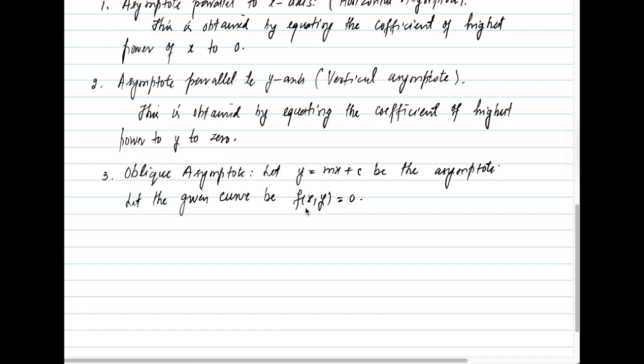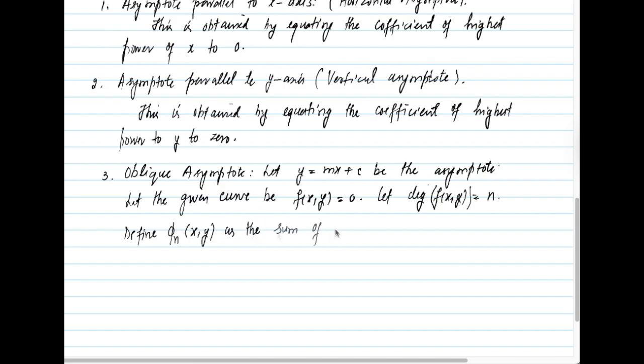Then in this curve, we first find the total degree of the curve, and assume the total degree is equal to n. So let the degree of f of x y be equal to n. This is the total degree, that means the sum of the degrees of x and y in each term. Then we define a function phi n of x y, which contains the sum of the terms of f of x y whose degree is equal to n.